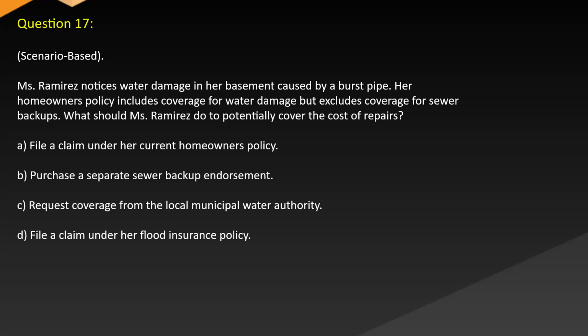Question 17, scenario-based. Ms. Ramirez notices water damage in her basement caused by a burst pipe. A homeowner's policy includes coverage for water damage but excludes coverage for sewer backups. What should Ms. Ramirez do to potentially cover the cost of repairs? A. File a claim under her current homeowner's policy. B. Purchase a separate sewer backup endorsement. C. Request coverage from the local municipal water authority. D. File a claim under her flood insurance policy.